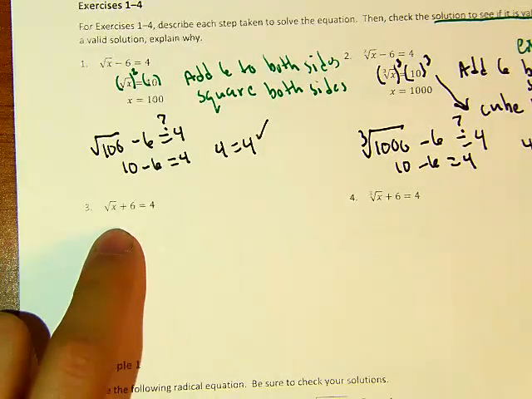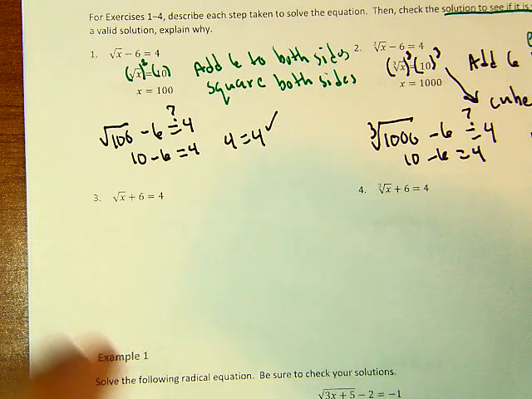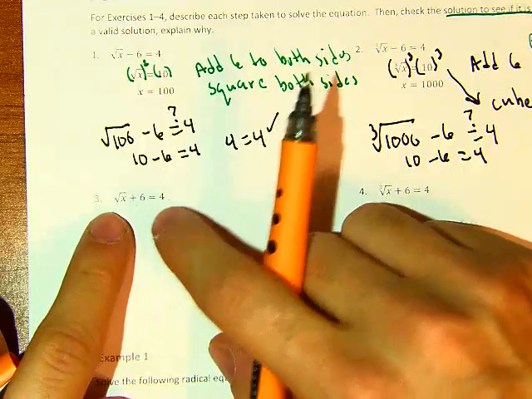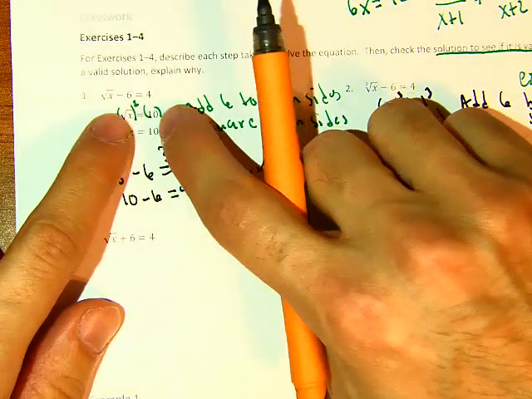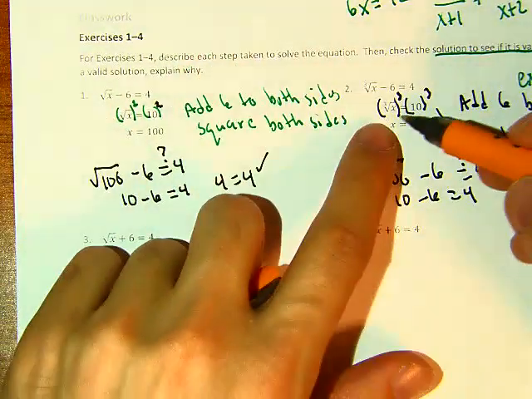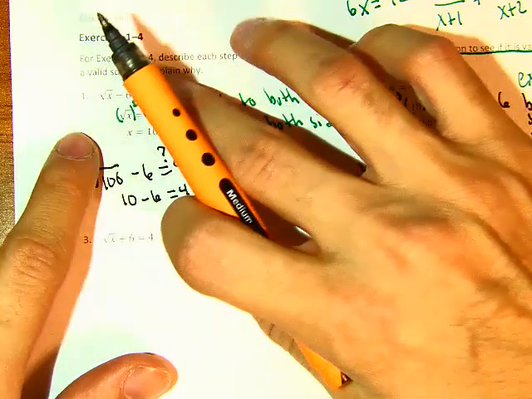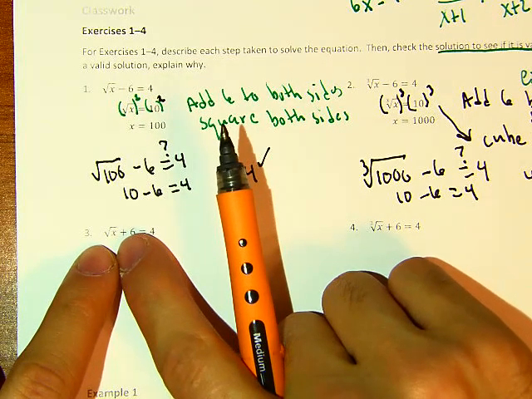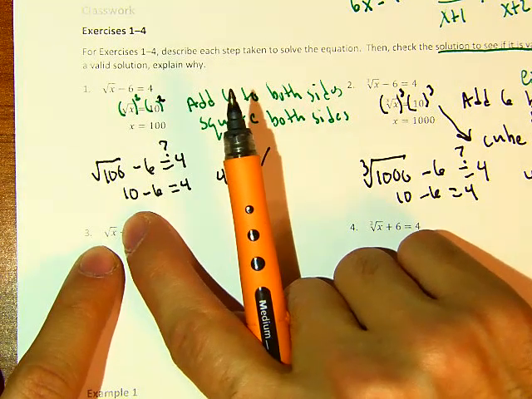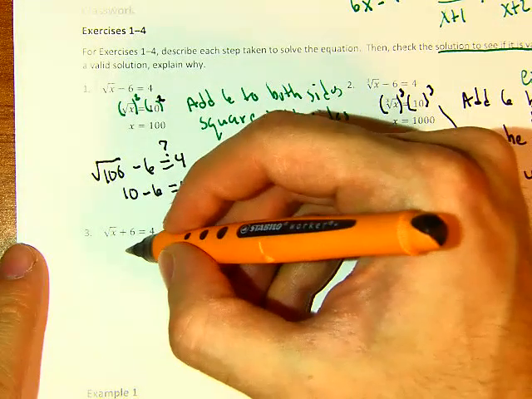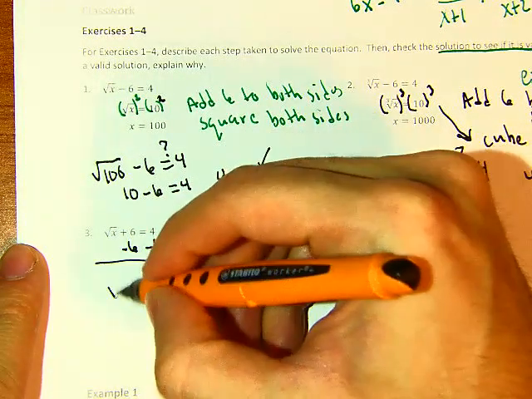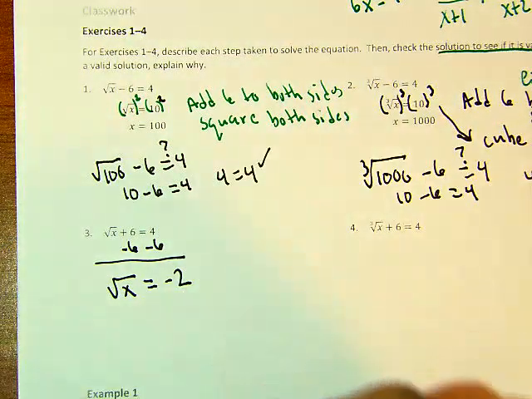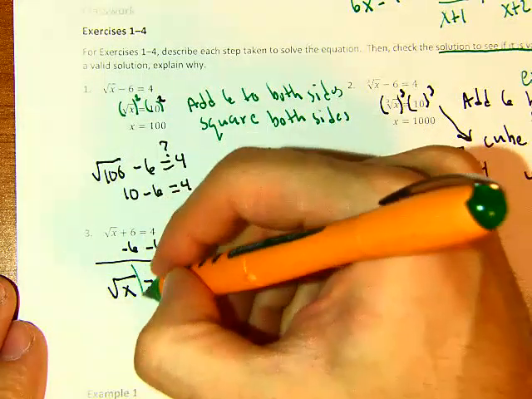Next one. Square root of x plus 6. They didn't show you the steps, but remember, when we cubed both sides, we made sure that the radical was by itself. So you see here, you have the square root of x. Let's get that square root of x by itself. So here, what you're going to do is minus 6, minus 6. So you have the square root of x is equal to minus 2. And then you just square both sides.